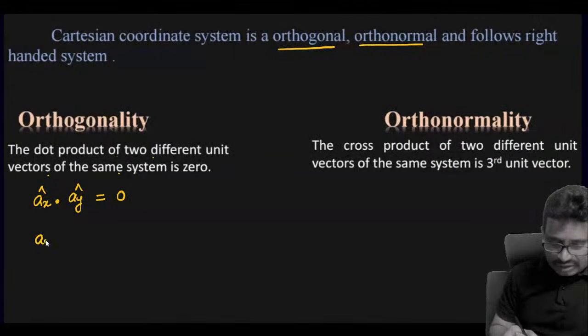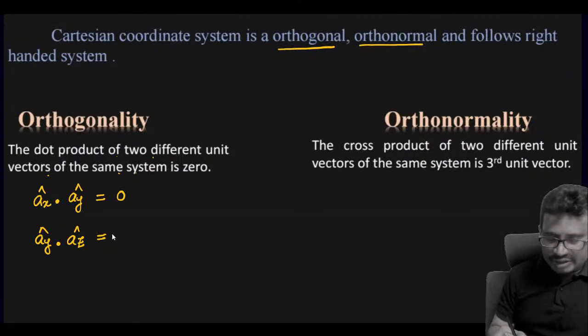Next, what is this thing? AY dot AZ. The angle between them is 90 degrees now, so that's why the dot product is 0. Next, AZ dot AX, which is equal to how much? 0.